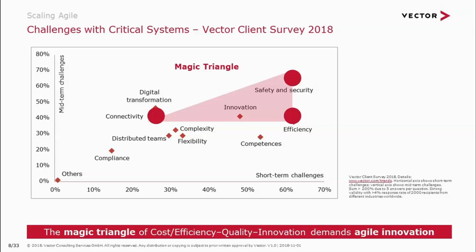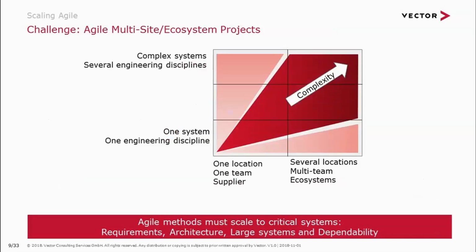But this together means that we are back to what we call the magic triangle, which is that we are in the midst of innovation, quality, and cost requirements, and that naturally is the starting point for any kind of agile development, because only with agile practices is it possible to manage this challenging situation. Now, the classic agile methods have been around for many years.